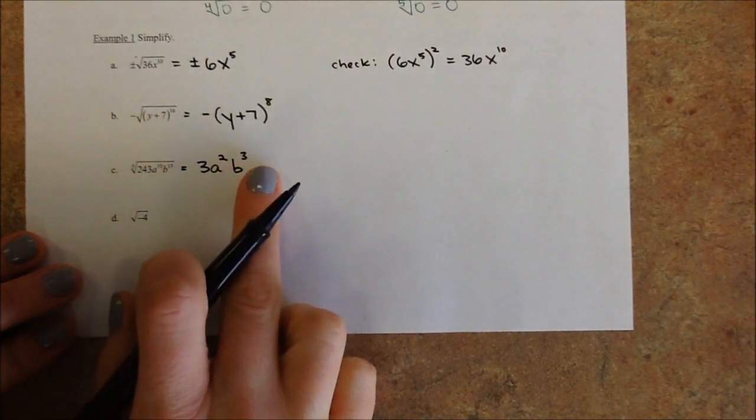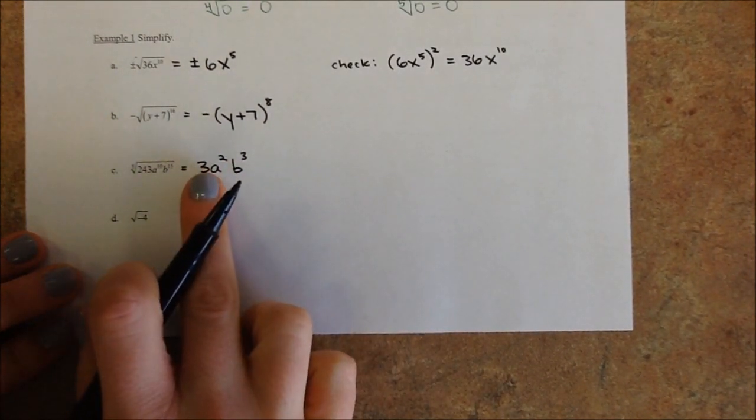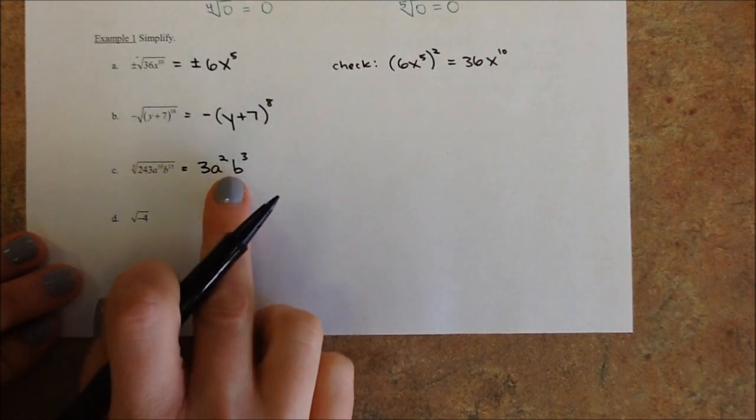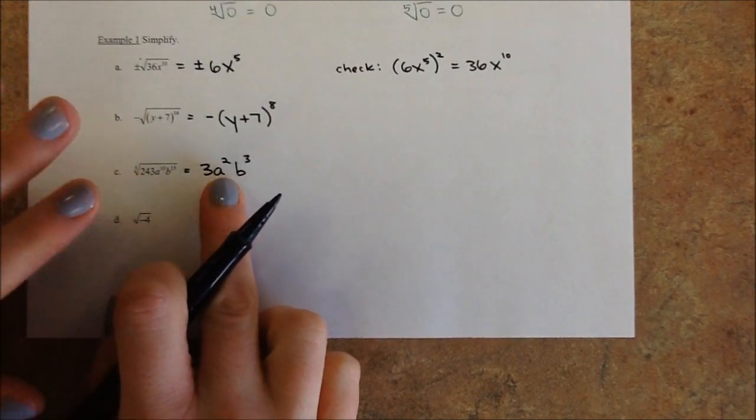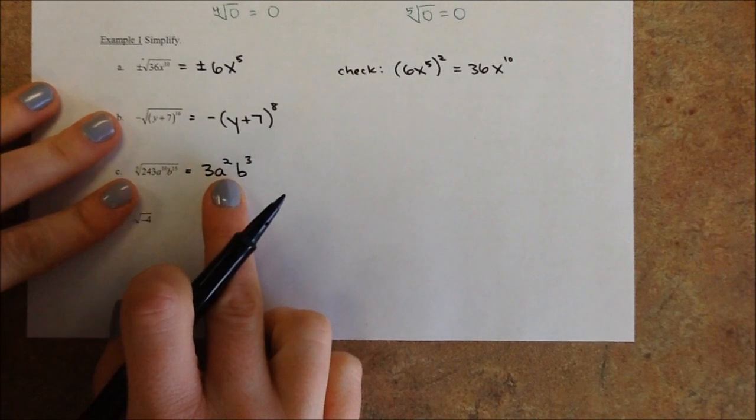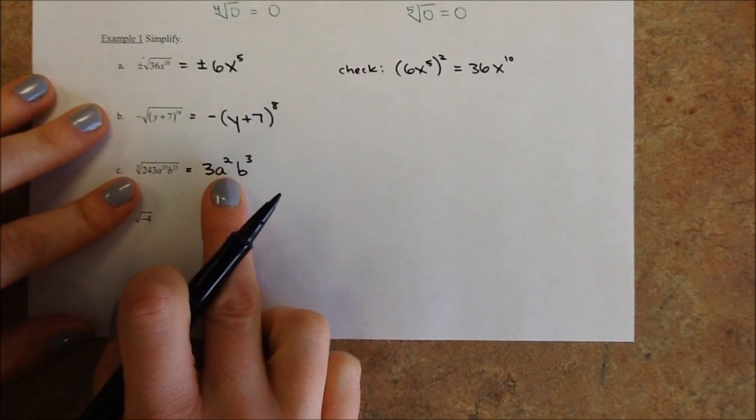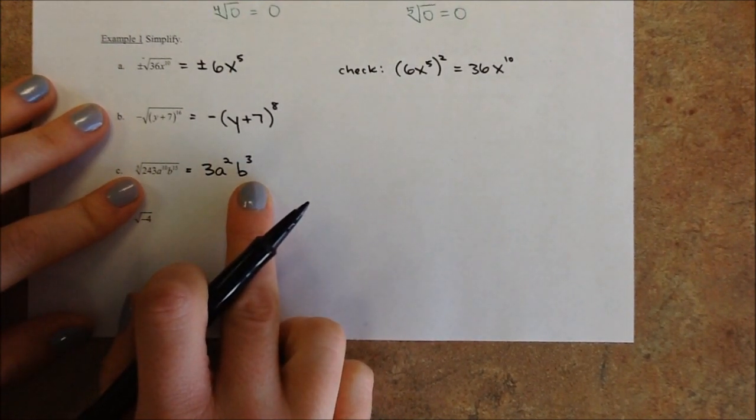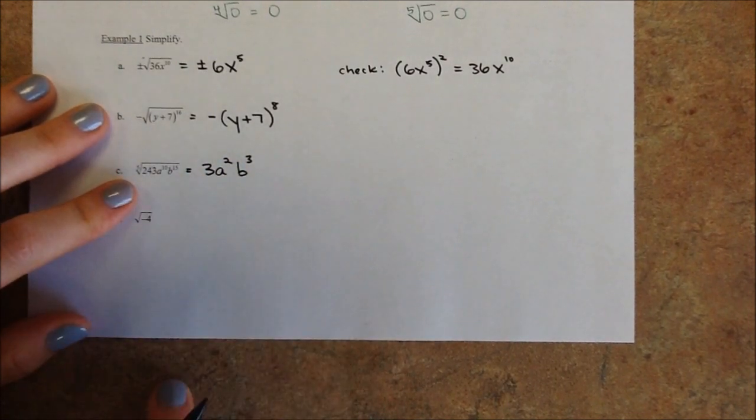So picture multiplying this out 5 times. 3 5 times gives me 243. If I did a squared 5 times, a squared times a squared times a squared times a squared times a squared, I would get a to the 10th. And same thing with b cubed. If I multiplied that out 5 times, I would get b to the 15th.